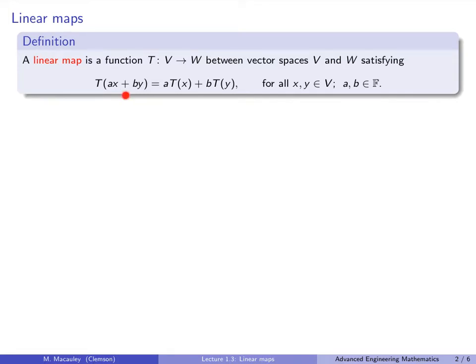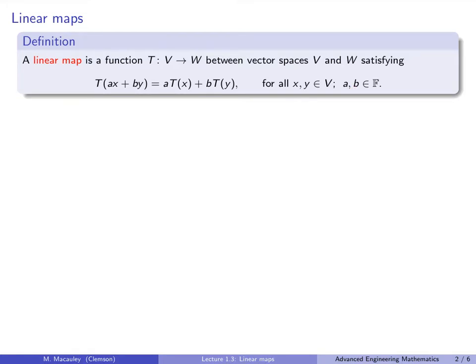T of ax plus by equals a times T of x plus b times T of y. And this has to hold for all x and y in V, for all vectors, and for all scalars a and b in F. Now, there's an alternate definition of this.